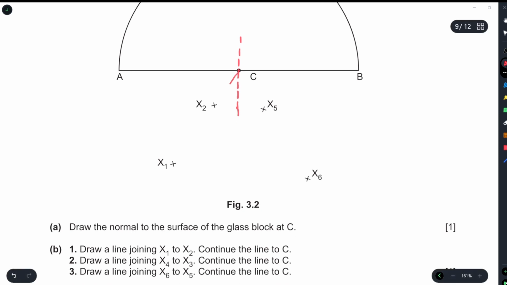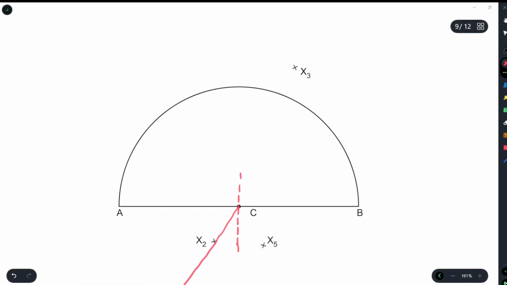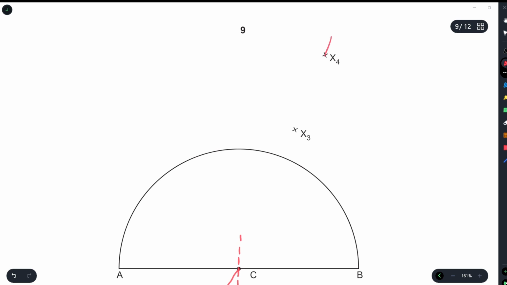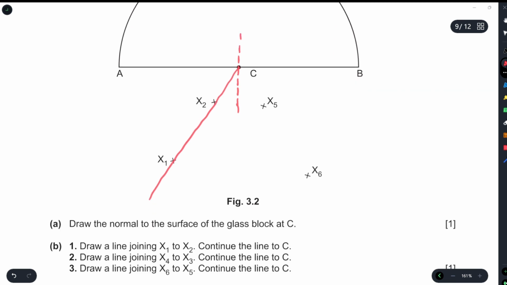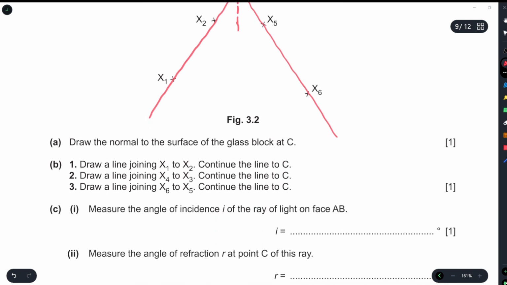So आपने ये line, oopsie daisy, sorry, I'm gonna freehand this, so there might be errors. So x4 and x3. ठीक है जी. And x5 x6. So something like this. Measure the angle of incidence.